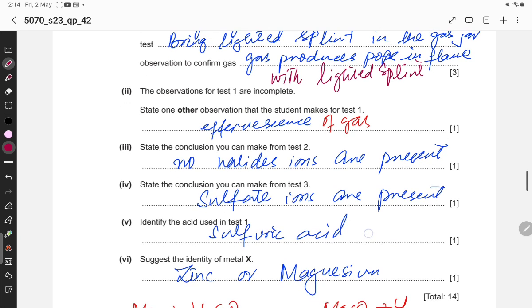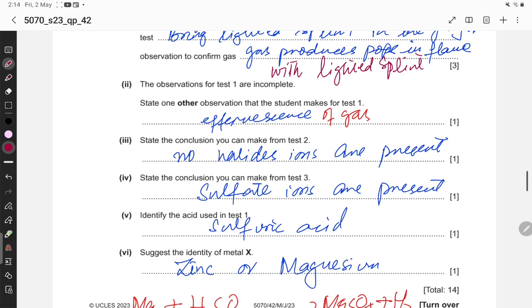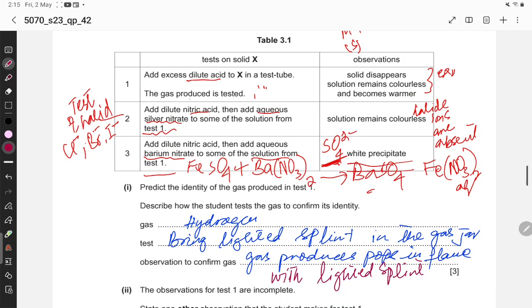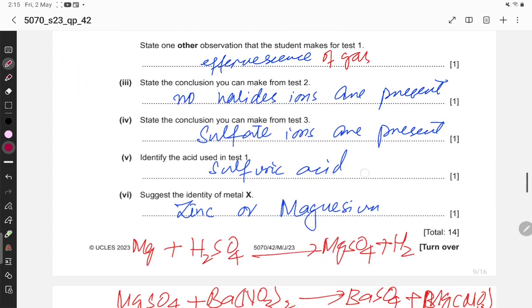The observations for test 1 are incomplete. State one other observation that the student makes for test 1: effervescence of the gas. State the conclusion you can make from test 2. No halide ions are present because the solution remains colorless. When no precipitate is formed, it means halide ions are absent.